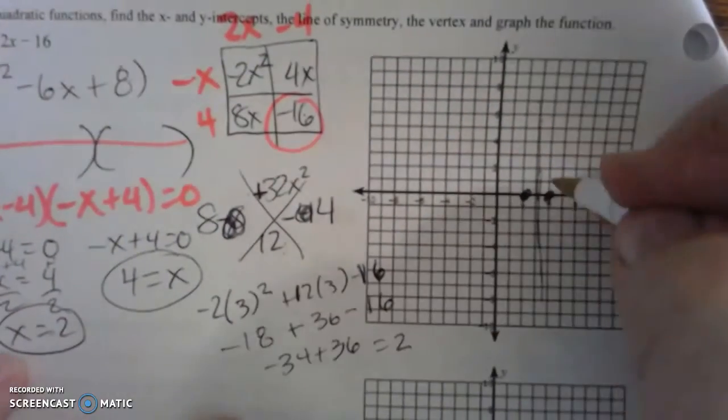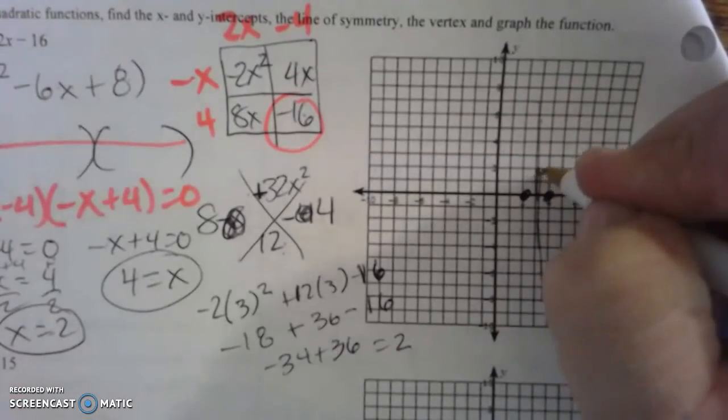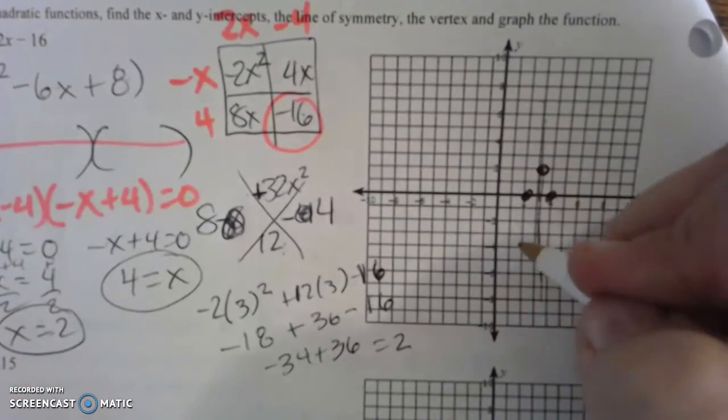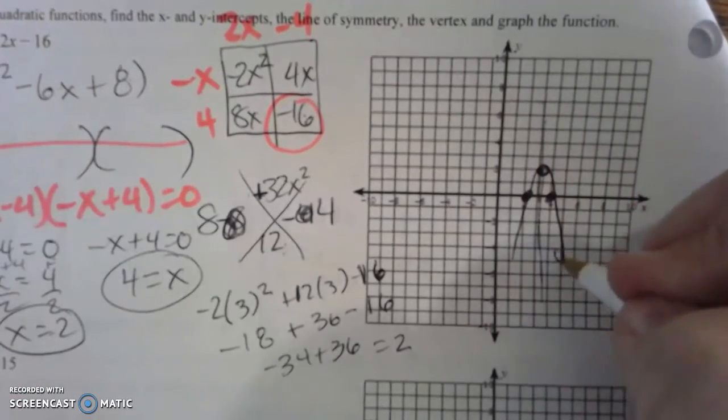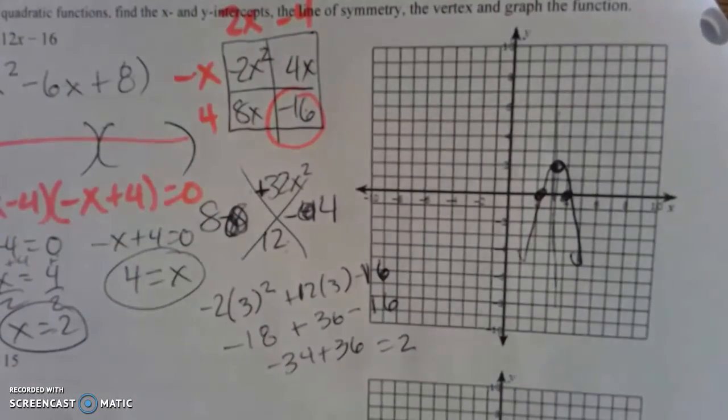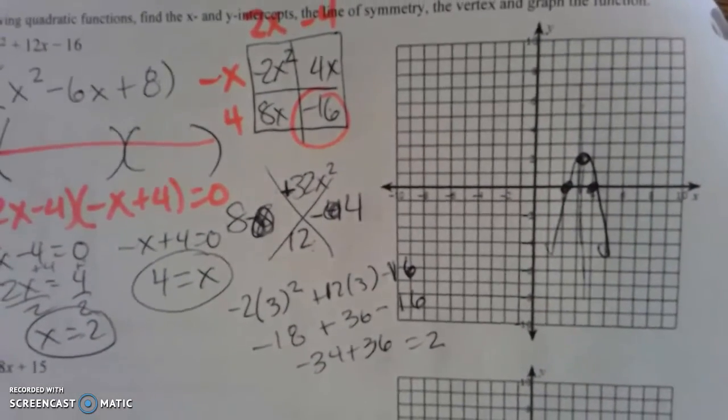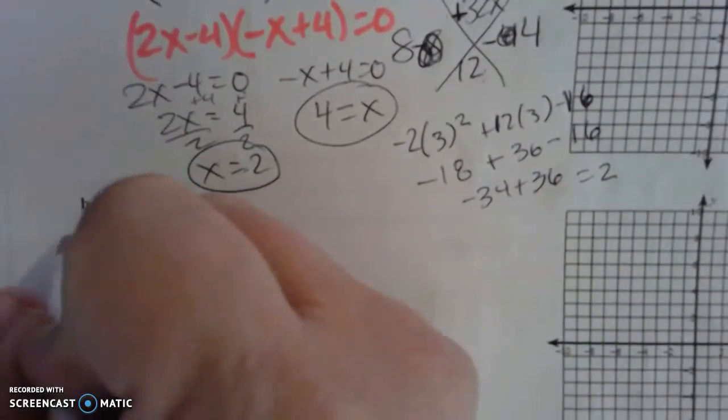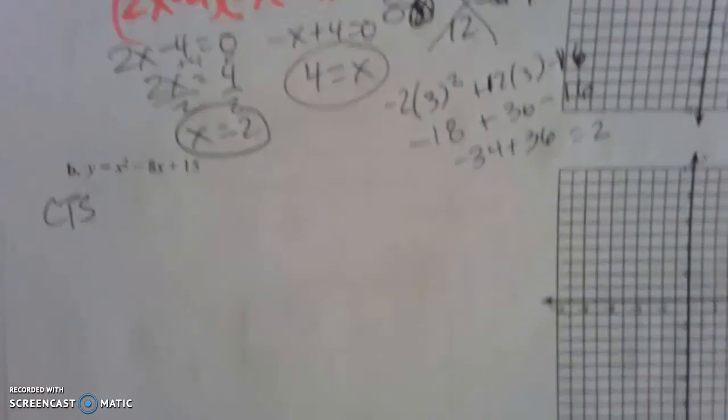So we're going to go on my line of symmetry up to 2. And that makes sense that my graph is going to point down because there's a negative out in front. Right? So I did the first one. You have 2 problems for homework. I would do this one by completing the square.